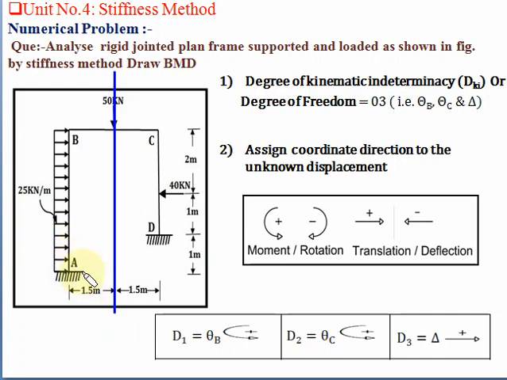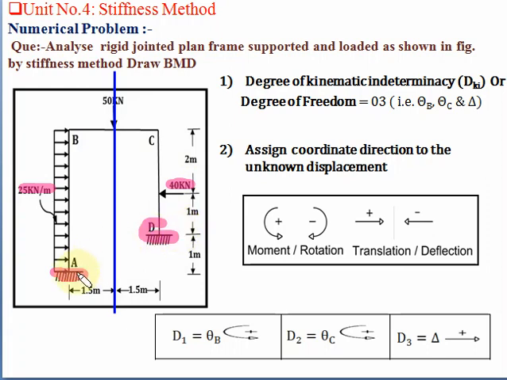Now here if you observe, at joint A there is a fixed support. At joint D there is also a fixed support. But these two supports are not at the same level, so due to that also there will be a sway in the frame. Second thing, the vertical member AB is loaded with a UDL of 25 kilonewton per meter. On the other side, the member CD is loaded with a point load of 40 kilonewton. So the load is not symmetrical, and due to that also there will be a sway.